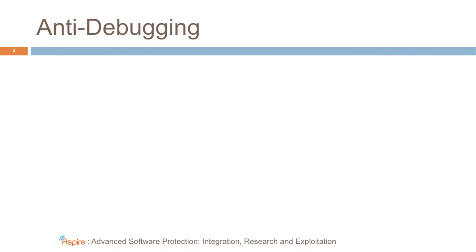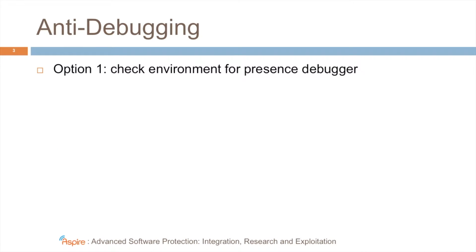Now, for anti-debugging, multiple options exist. The first option is to let a program check the environment for the presence of a debugger. For example, the program can query the operating system via numerous system calls. However, in practice, it's not that hard for a debugger to intervene and to fool the process that is checking the environment. So this is not a good option. In practice, this has been demonstrated not to be very strong.